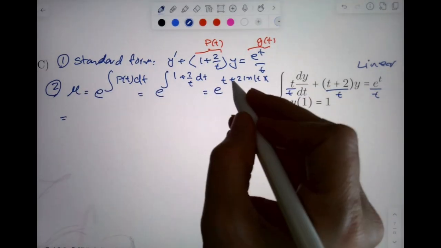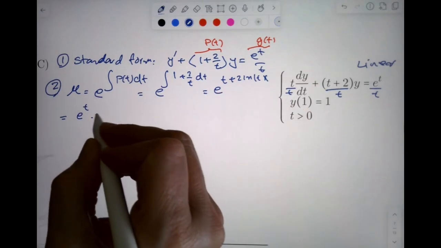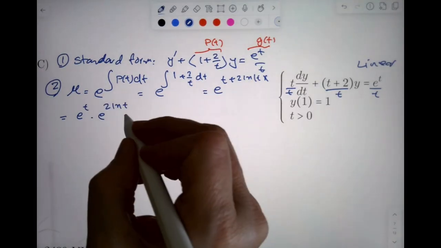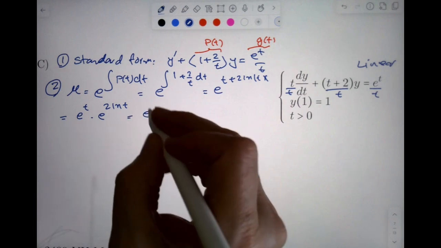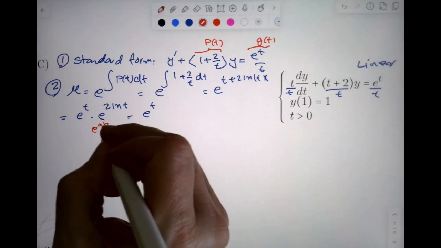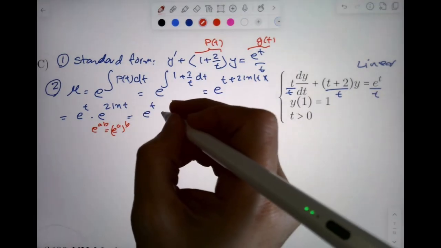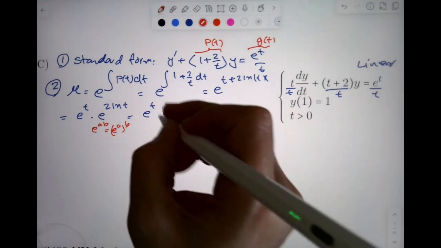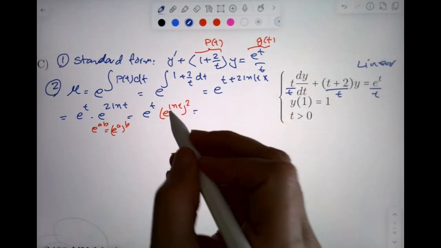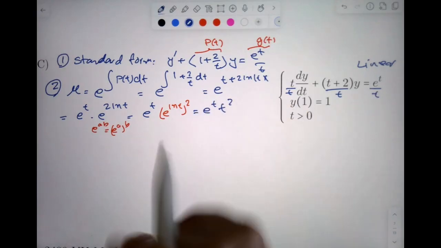Because there is a plus in the exponent, I can write it as e to the t times e to the power 2 ln of t, getting rid of the absolute value. And then if you remember, e to the power ab is equal to e to the power a, to the power b. So I'm going to use that. It's going to be e to the power ln of t to the power 2. And e and ln are inverses of each other. So I will get e to the t times t squared.